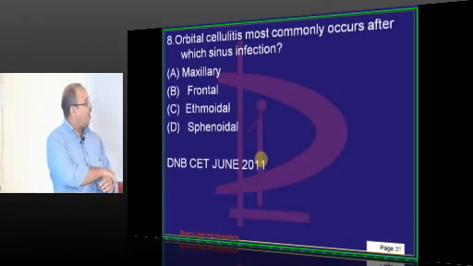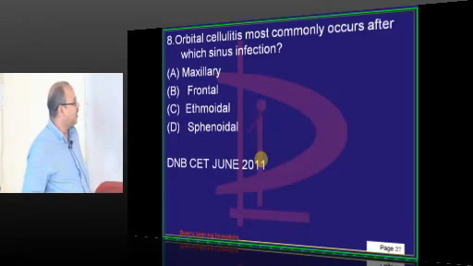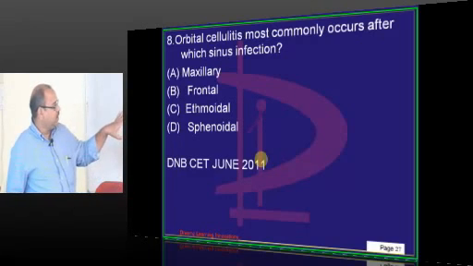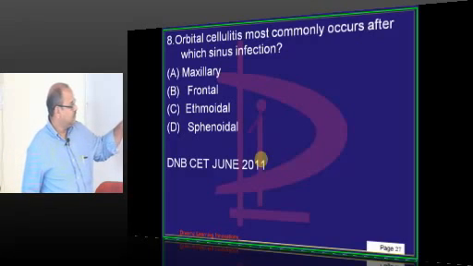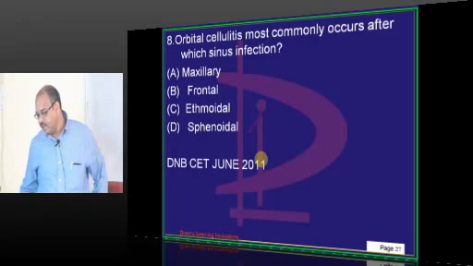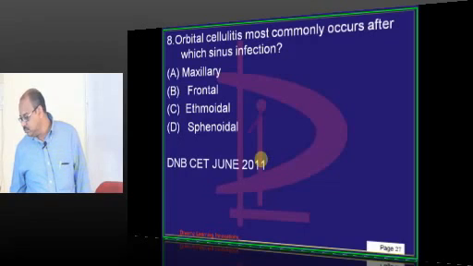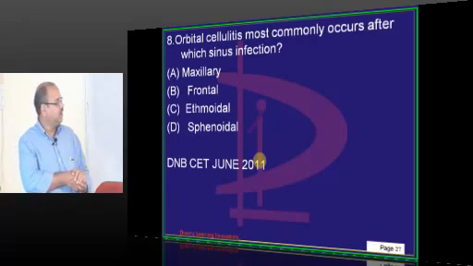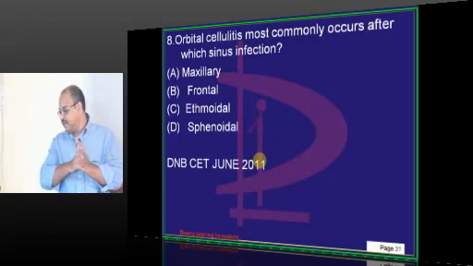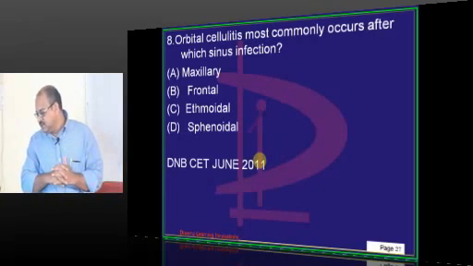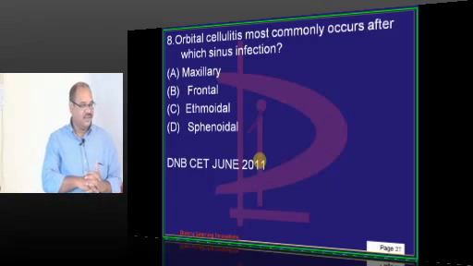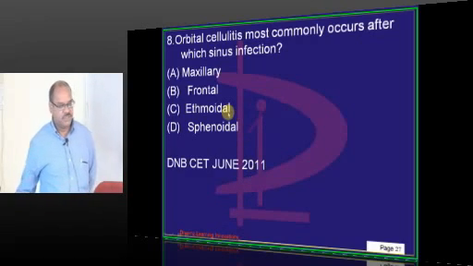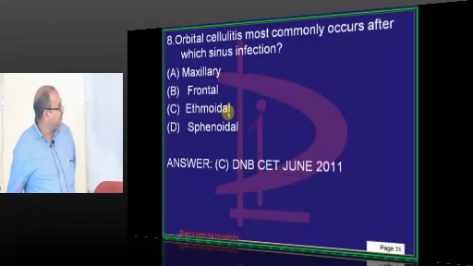Next bit. Orbital cellulitis most commonly occurs after which sinus infection? Maxillary, ethmoid, frontal, sphenoidal. Which is the most common? I think Sri has got the right answer. It is C, ethmoidal.